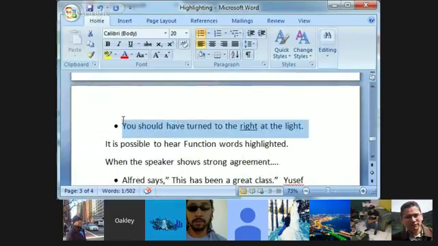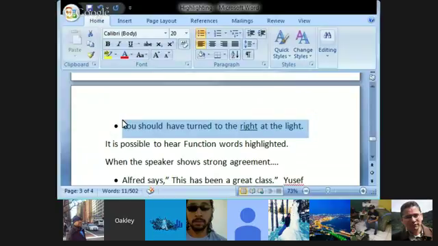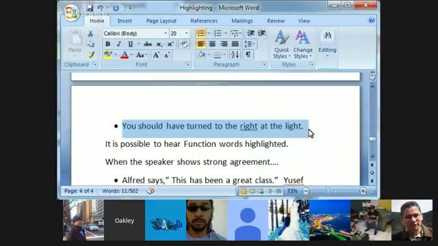All right, let's try one without a contrast, but a correction. Hussein, back to you. I should have turned to the right at the light. Okay, that was pretty good. Except you said right. But okay. I should have turned to the right at the light. You shoulda. Okay, and then reduced, if you remember last week, you shoulda. You shoulda turned to the right, the light. You should have turned to the right at the light, not the left.